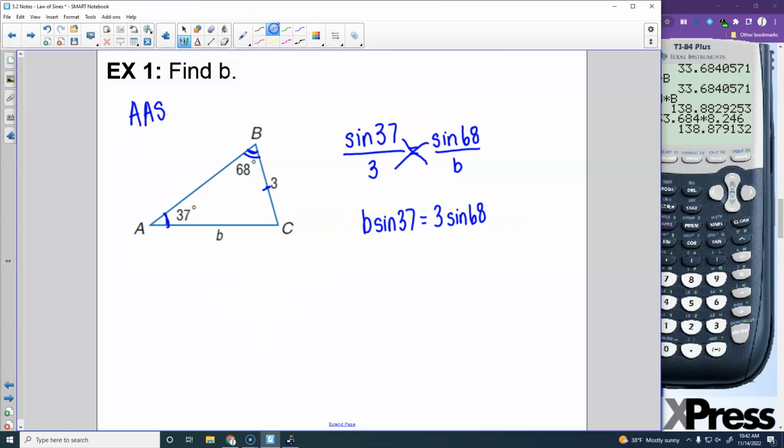Now, I am trying to solve for B. That's what I want to know. What should I do with that sine 37? Divide, because it's just a number, right? So I'm going to divide by sine 37 on both sides.